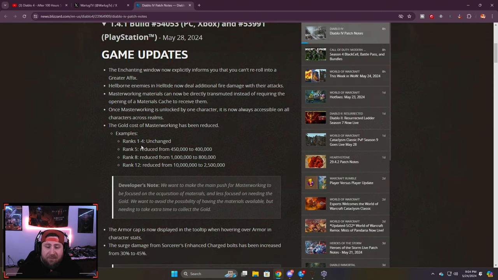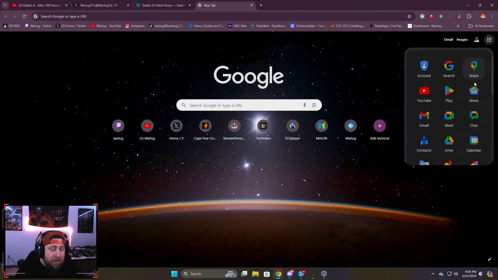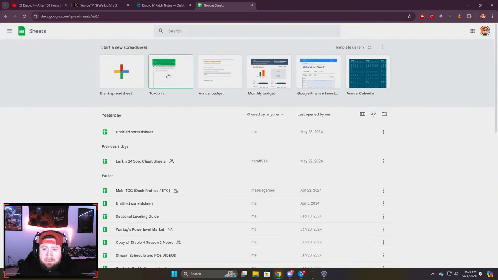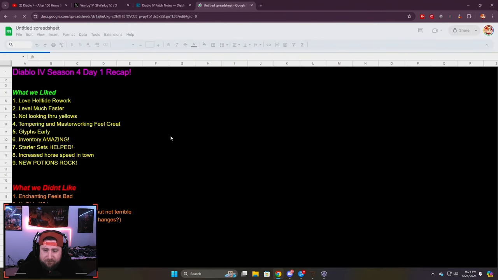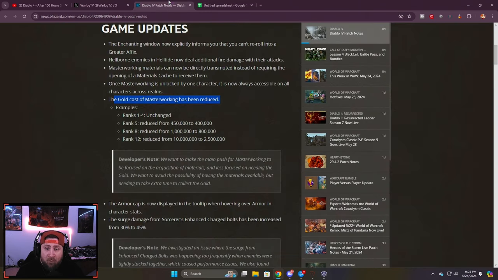So the main thing, guys, that is really, really nice is the gold cost of masterworking has been reduced. Now, ranks 1 through 4 have been unchanged. If you guys do not remember, I have a nice little sheet here that has the overview that we figured out. So it's 100 blues, obviously, and it's 750,000 in total to level up. Ranks 5 and 8 have been reduced.